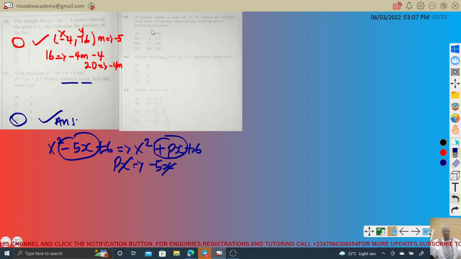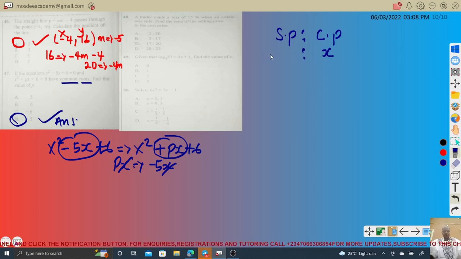Let's be fast. Question 48 says, a trader made a loss of 15% when an article was sold. Find the ratio of the selling price to the cost price. Oh, wow. Direct question. Selling price over cost price. So the cost price, we take it in terms of percent. Let it be x. Loss of 15%, 100 minus 15.